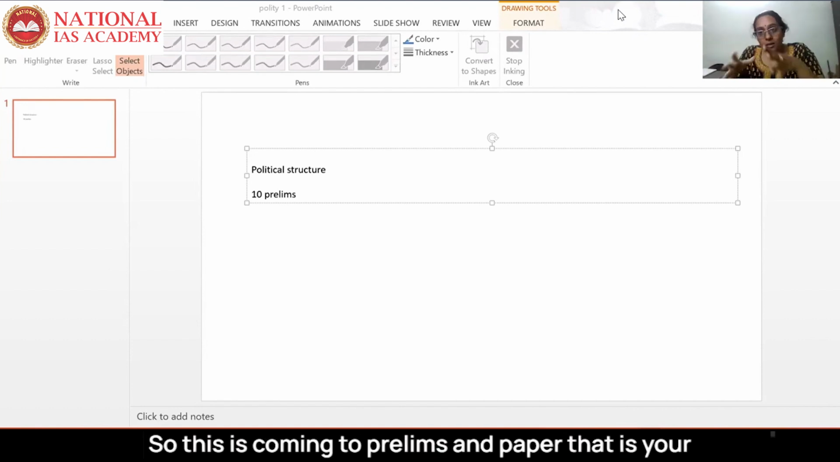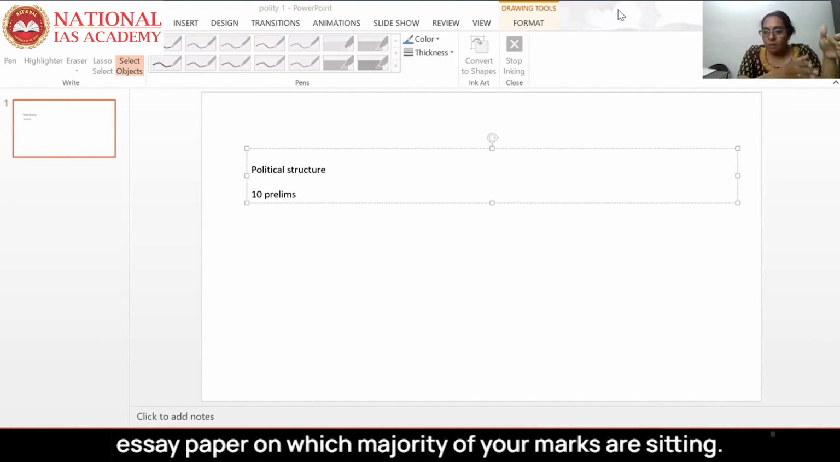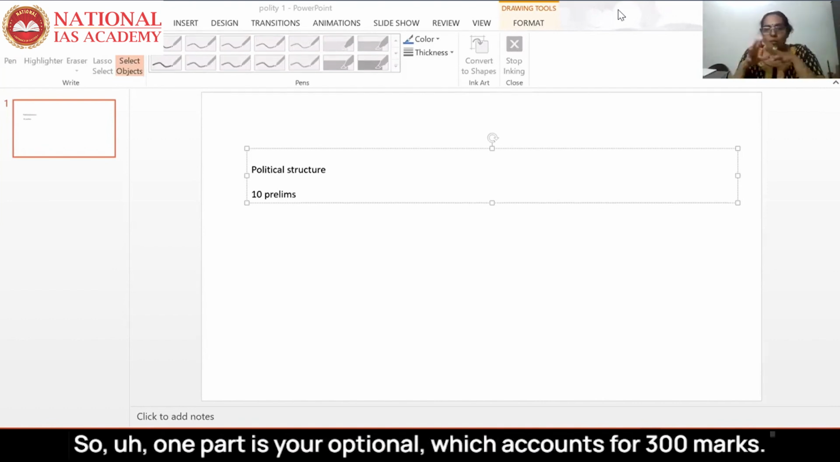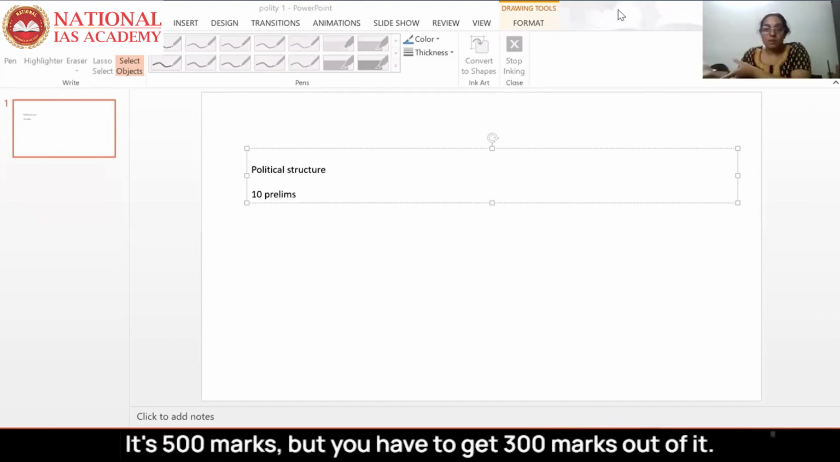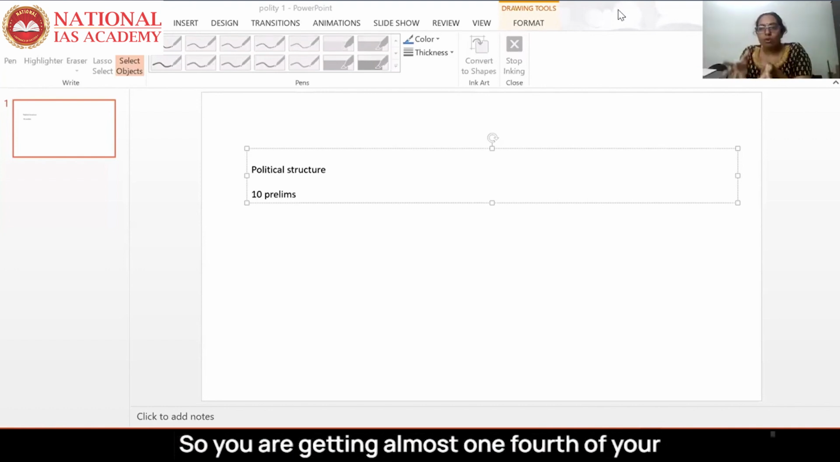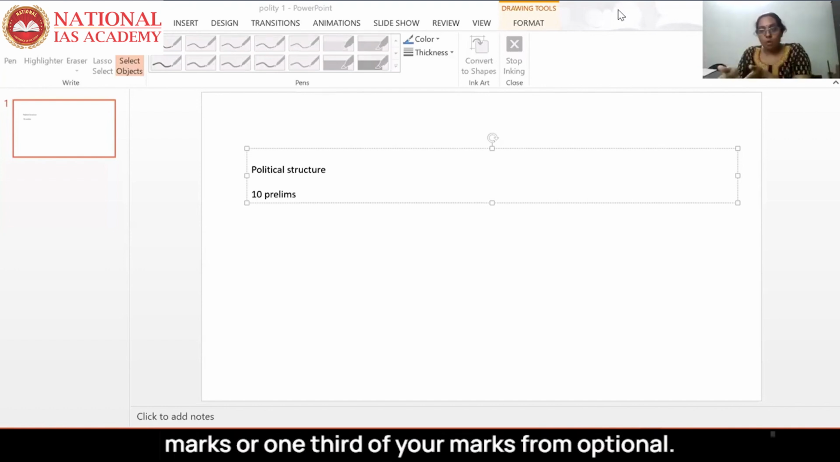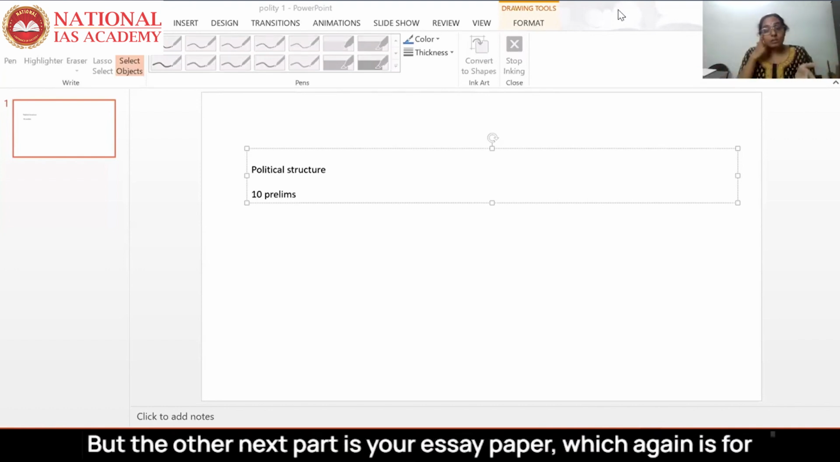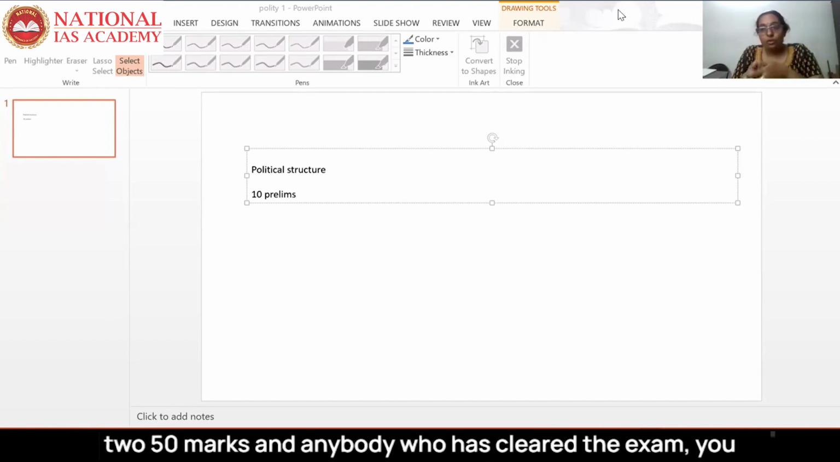So this is coming to the prelims paper. That is, your essay paper, on which the majority of your marks are sitting. So one part is your optional, which accounts for 300 marks. It is 500 marks, but you have to get 300 marks out of it. So you're getting almost 1/4 of your marks or 1/3 of your marks from the optional. But the next part is your essay paper, which again is for 250 marks.